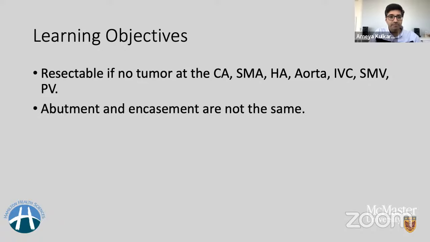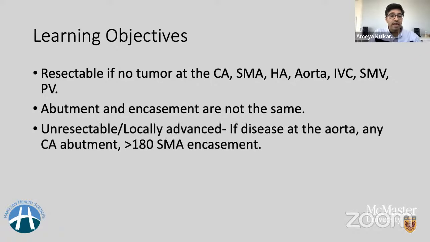Then we have to understand the difference between abutment and encasement, and these are not the same. The next objective is that the disease is unresectable or locally advanced if there is any disease at the abdominal aorta, if there is any celiac axis abutment, and if there is more than 180-degree superior mesenteric artery encasement.